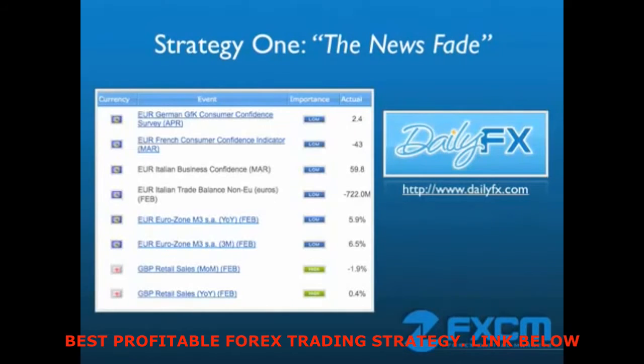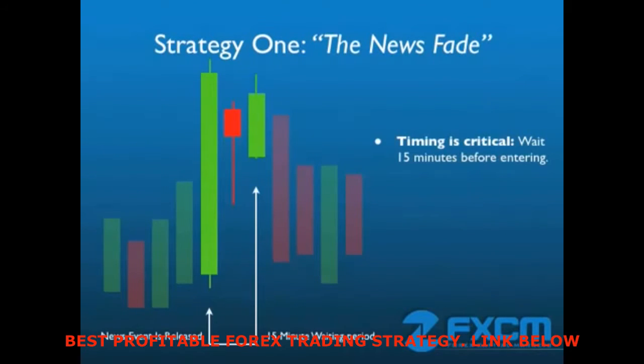First, I need to locate a market-moving news event. This can be done by visiting the Global Economic Calendar on dailyfx.com and looking for any events rated as high. Then I'm going to watch for a substantial market move following the news event. Now the critical step in this strategy is timing. We want to wait 15 minutes before we do anything. After 15 minutes have passed, we're going to trade in the opposite direction of the recent price action in anticipation that the price should revert back to previous levels.